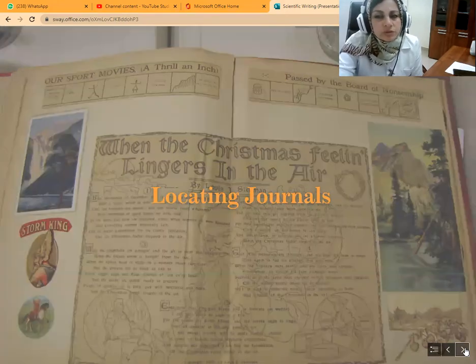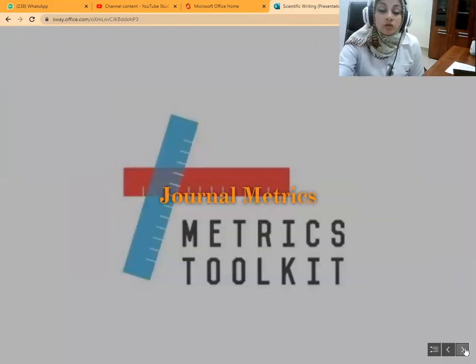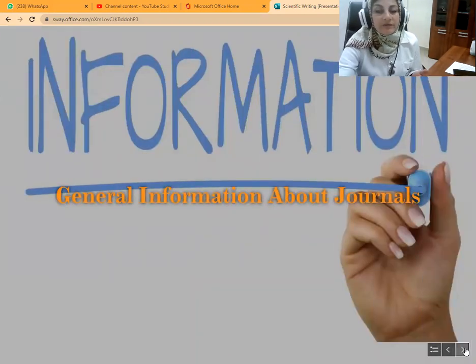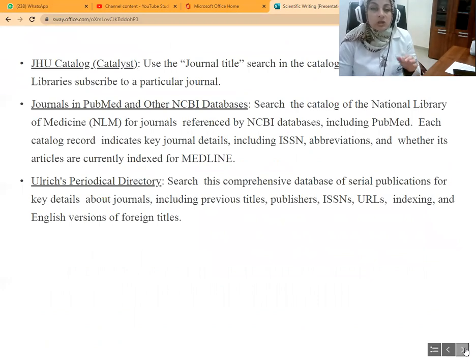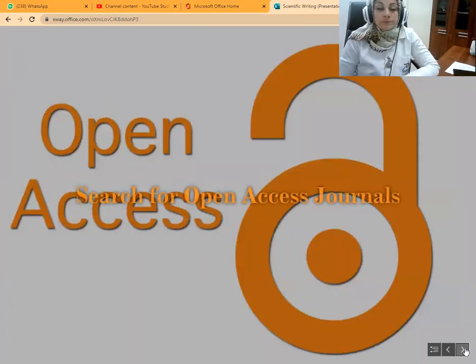So how do I locate journals? Take a snapshot of this page. All these places are places where we can look at journals and understand more about the citations and the metrics of journals. To know more about them, we also have insights. We have country rank, we have Scopus, Web of Science, Eigenfactor. All of these are links to pages that tell me more. I want to understand general information about journals. Well, there are these websites where I can go in and understand where this journal came from, what's the ISSN number, what's the publisher, all that stuff. These three links will help you understand more about the journal.